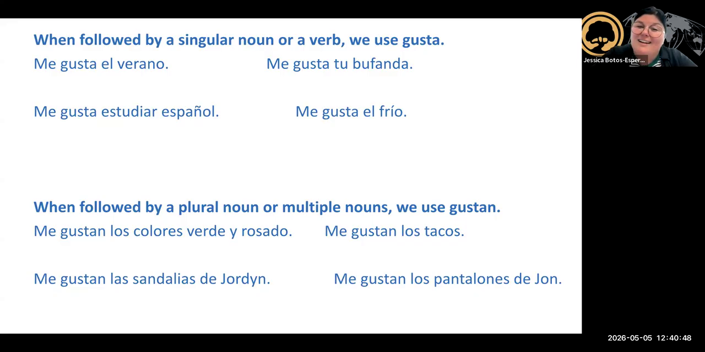So I'm from Michigan, right? So I have to be used to the cold.